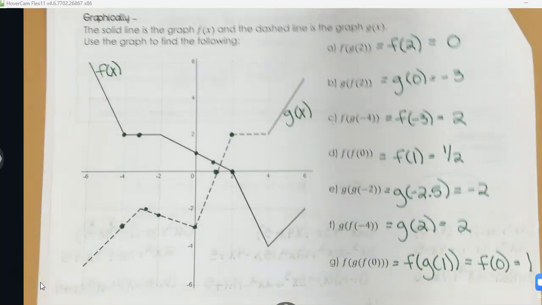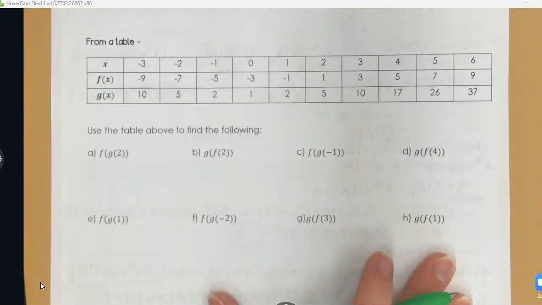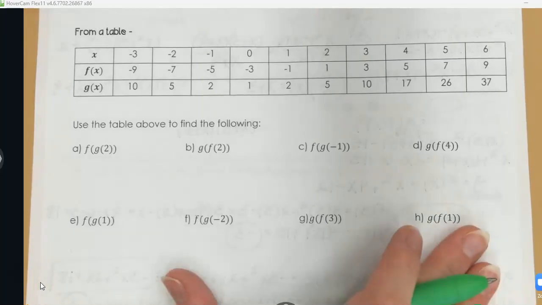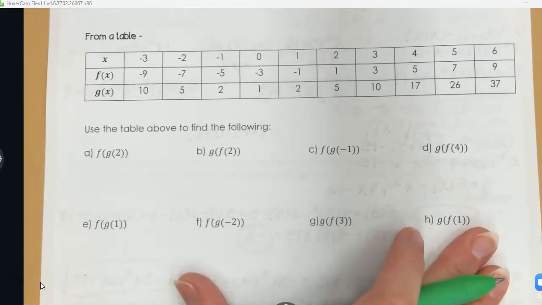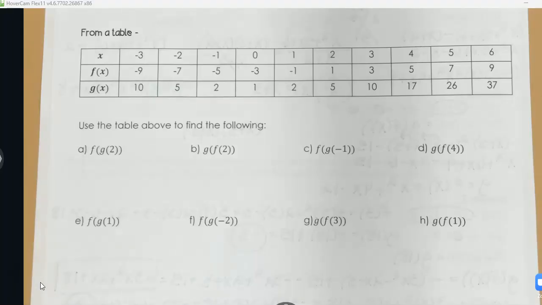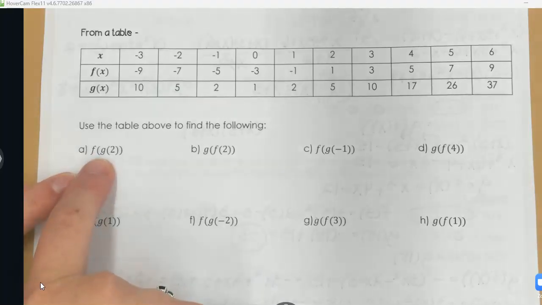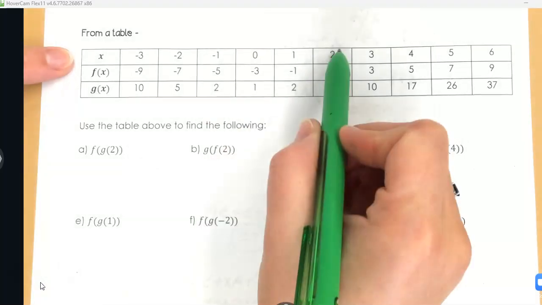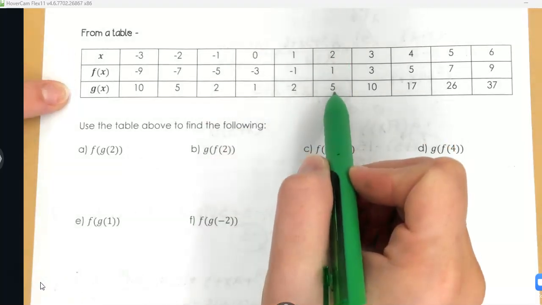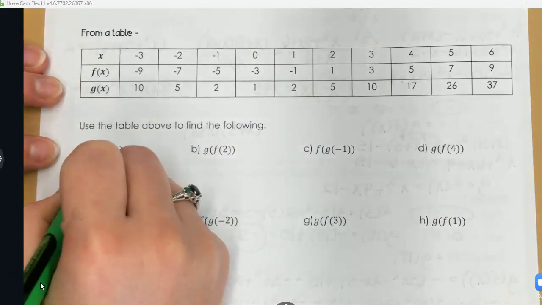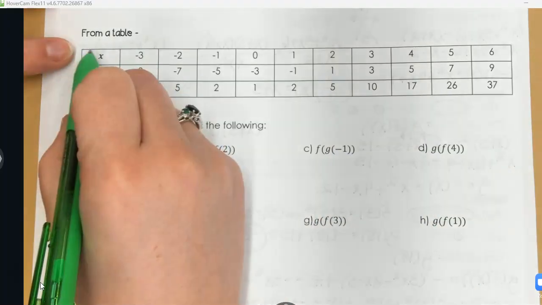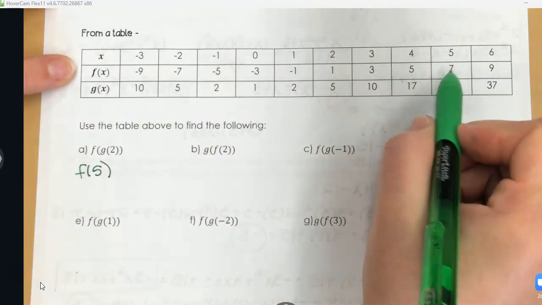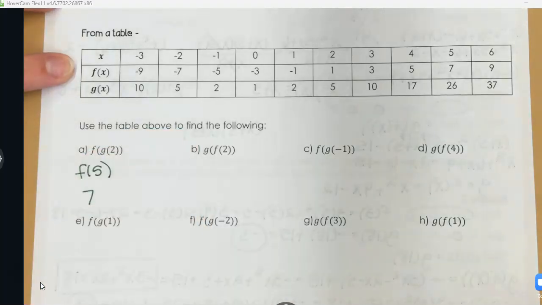Okay. We can do a similar set of problems from a table. This time, instead of looking at the graph for my outputs, I'm going to use my table. We still start from the inside out. So on A, if I want to find g of 2, I'm going to go to where x is 2, and I'm going to look at the output for g, and that's 5. So now I want to find f of 5. So when x is 5, I'm going to look at the output for f, which is 7.